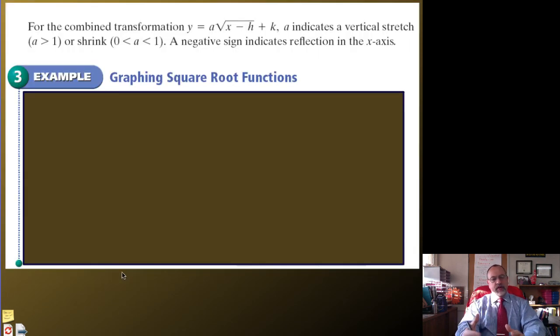I think I'll do an example video where I will do a number of examples of graphing these functions using our knowledge of transformations in order to do that.